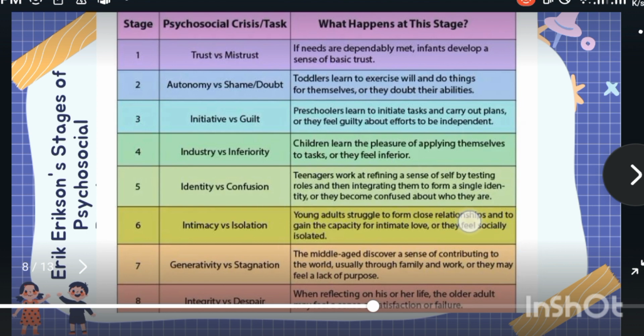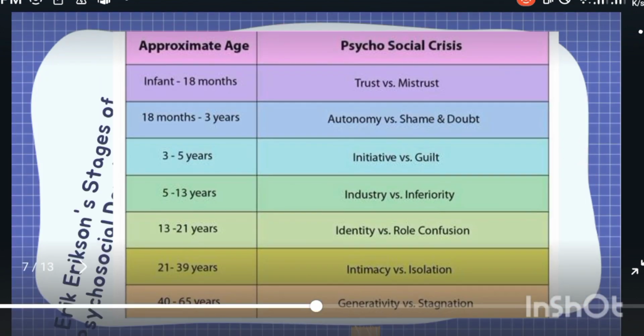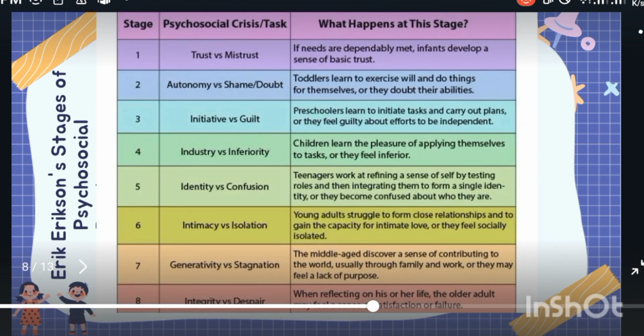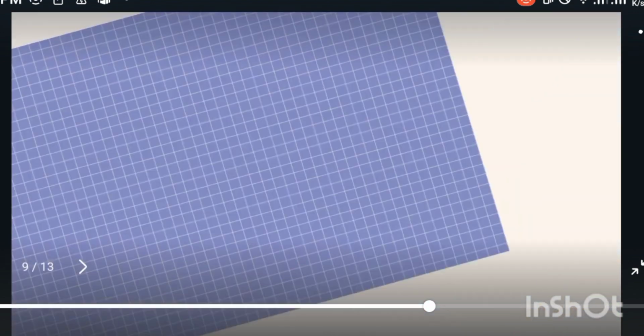Exactly, at this stage, psychosocial development leads someone to isolation and someone to want intimacy in their lives. And at generativity versus stagnation, the seventh one, the middle-aged discover a sense of contributing to the world, usually through family or work, or they may feel a lack of purpose. Okay, at integrity versus despair, we are reflecting on his or her life. The older adult feels satisfaction or a sense of failure. So let's discuss it further in detail.